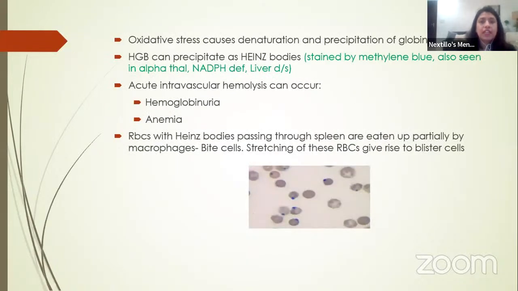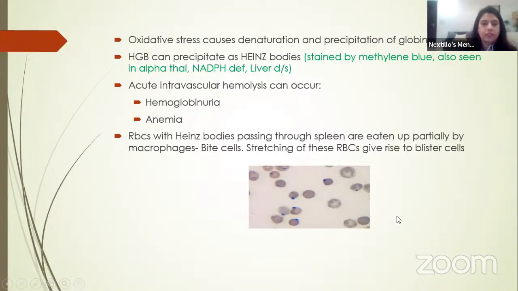Now, oxidative stress causes denaturation and precipitation of the globin chain. As I said, glutathione will maintain the membrane integrity. Now, if there is not enough glutathione, then membrane integrity is not maintained, and globin chains will get denatured and precipitated. They are precipitated as these blue structures that you see inside the RBCs. This is stained by methylene blue. These blue structures are called Heinz bodies, and these are basically precipitated globin chains from the hemoglobin.